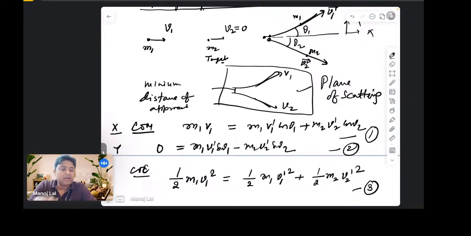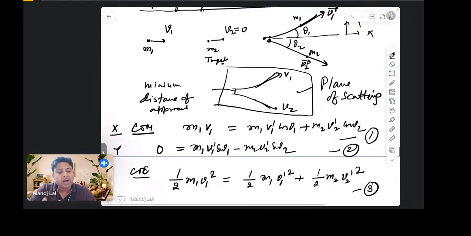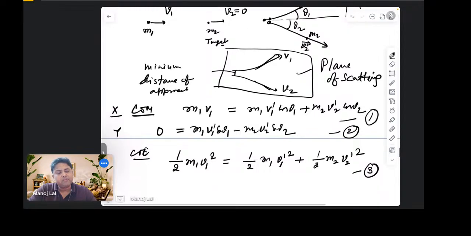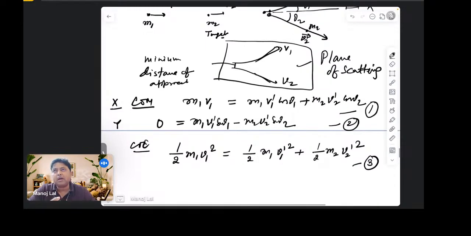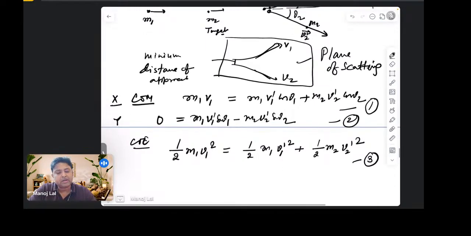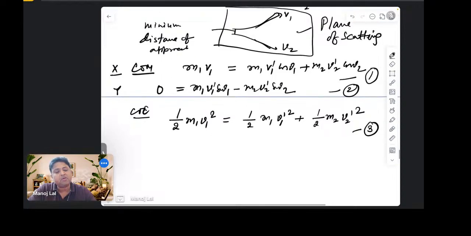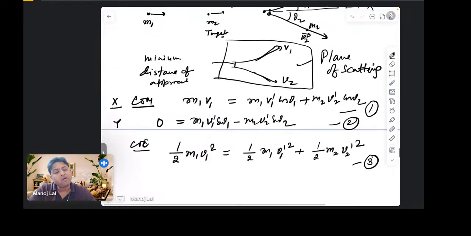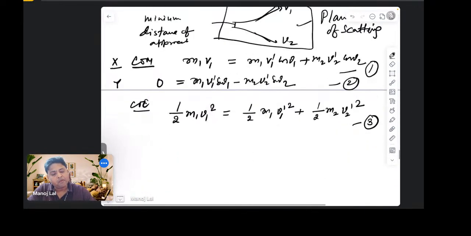Can we see the same problem in the center of mass frame? In the center of mass frame, this problem will be simple. It will be easier and good for understanding this problem. Let us do the same problem in the center of mass frame. Problem: collision in center of mass.